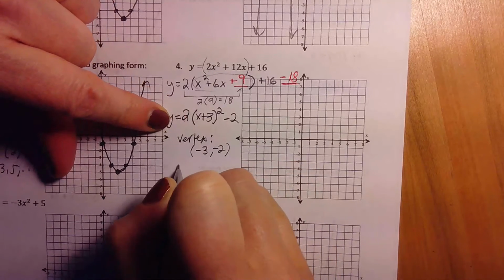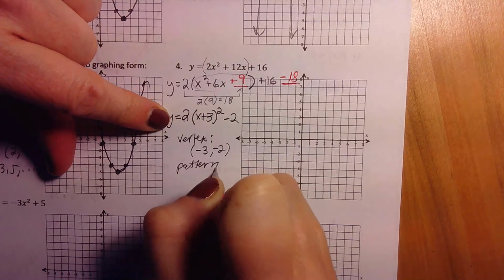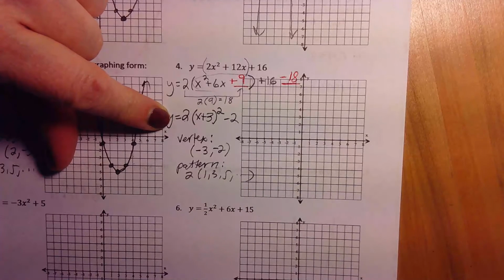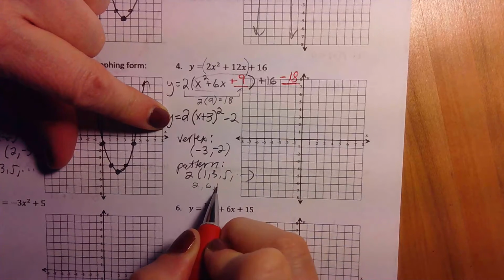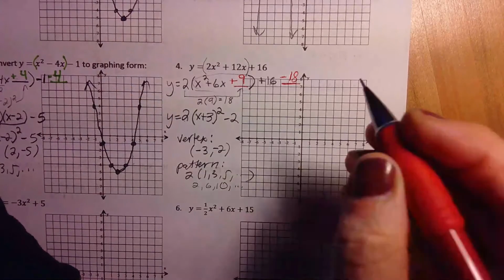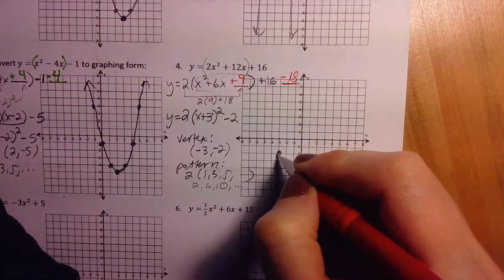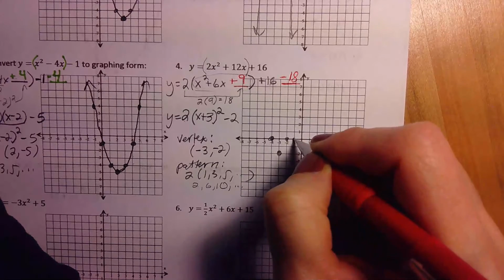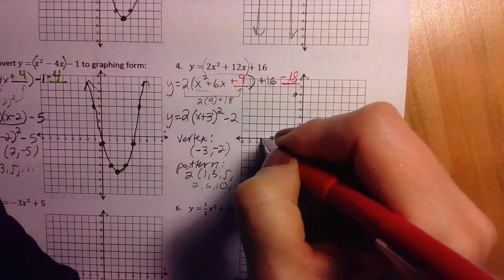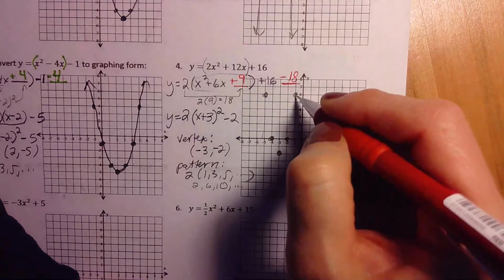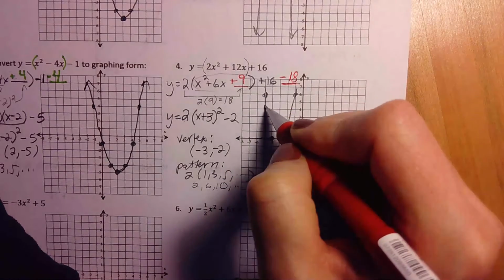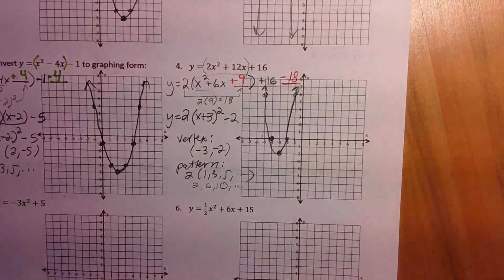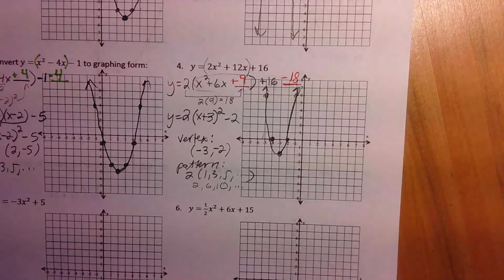All right, and our graphing pattern is going to be 2 times 1, 3, 5, etc. So that's going to be a 2, 6, 10. Negative 3, negative 2. So we're going to go 2. And then from those points up to 6. All right.